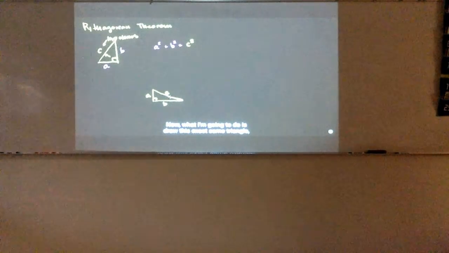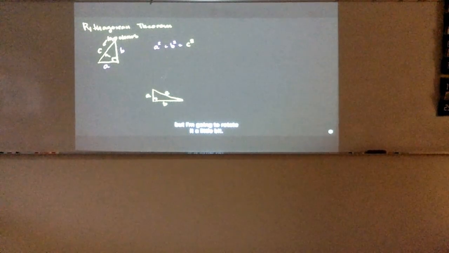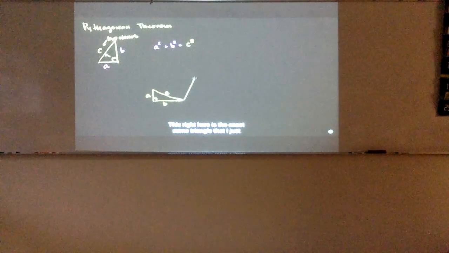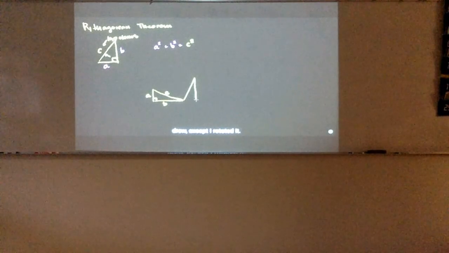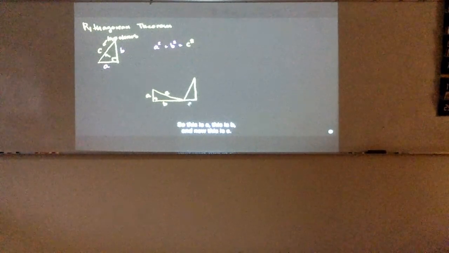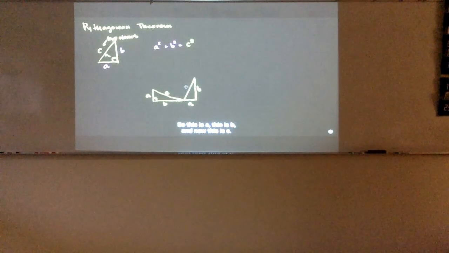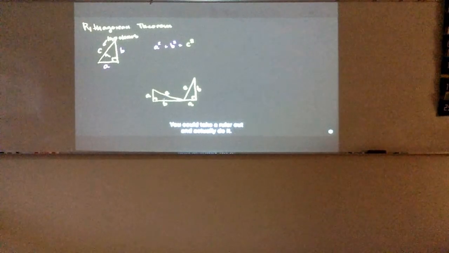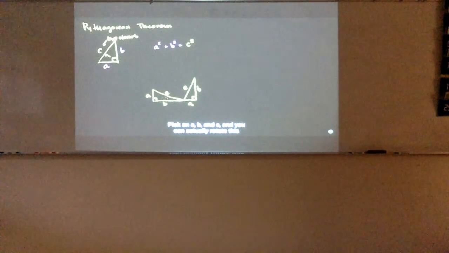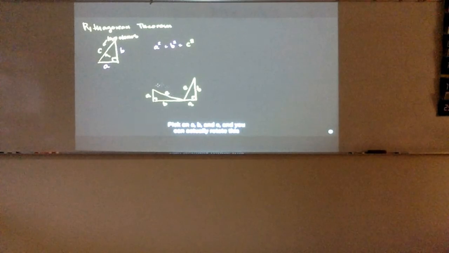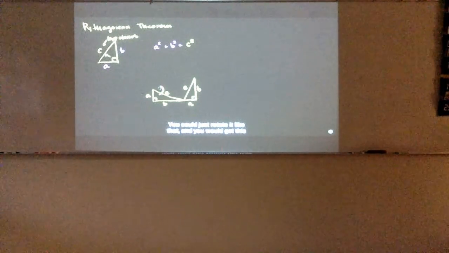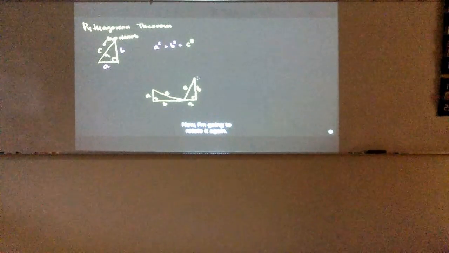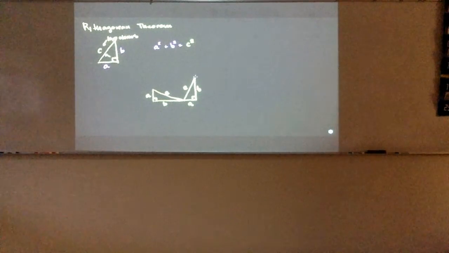Now, what I'm going to do is draw this exact same triangle, but I'm going to rotate it a little bit. You're going to see what I'm talking about. This right here is the exact same triangle that I just drew, except I rotated it. This is A, this is B, now this is C. You could take a ruler out and actually do it. You just rotate this triangle around to the right like this, and you get this triangle just like that. Now I'm going to rotate it again.